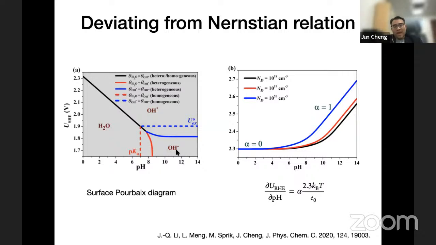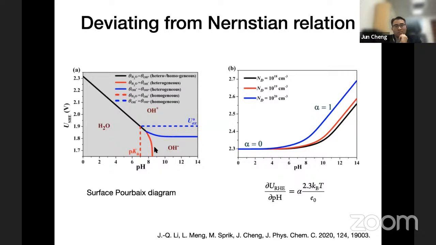That will have an extra energy cost, okay, to charge up the double layer. Then there will be a thermodynamic consequence in the surface Pourbaix diagram. You will make the OH minus slightly more difficult to form because you have extra energy to charge up the double layer.